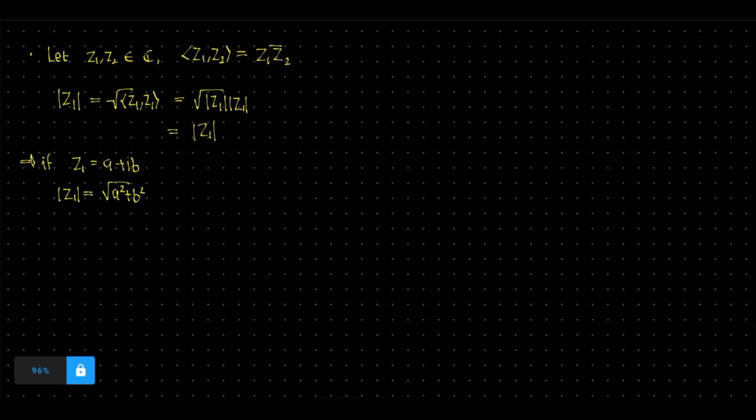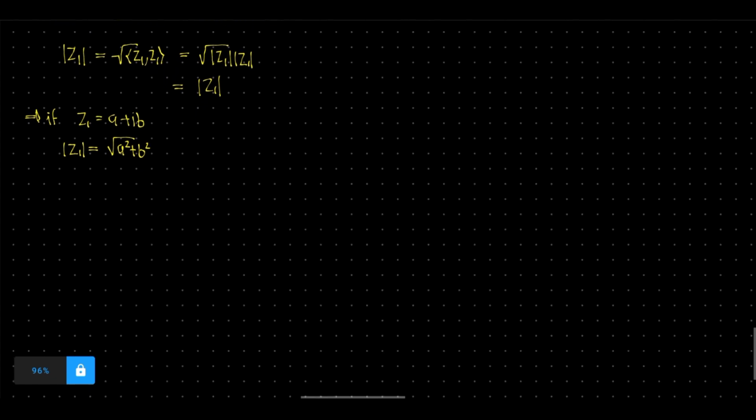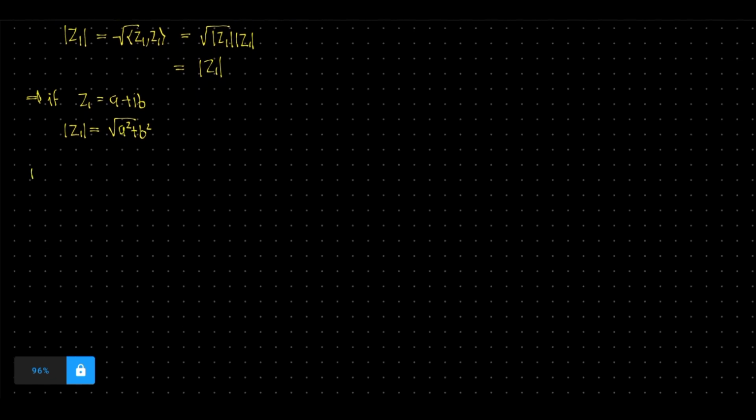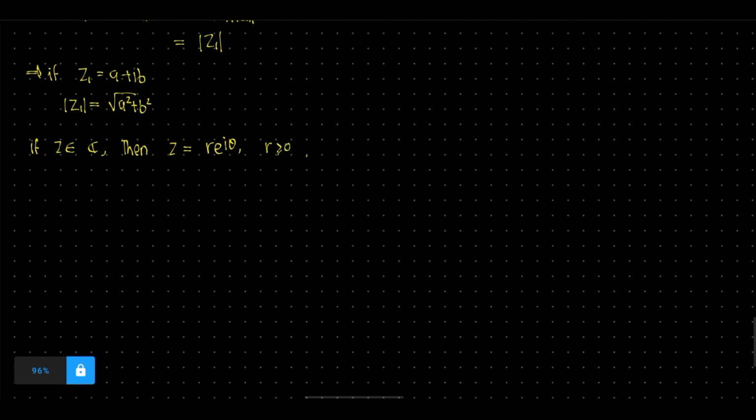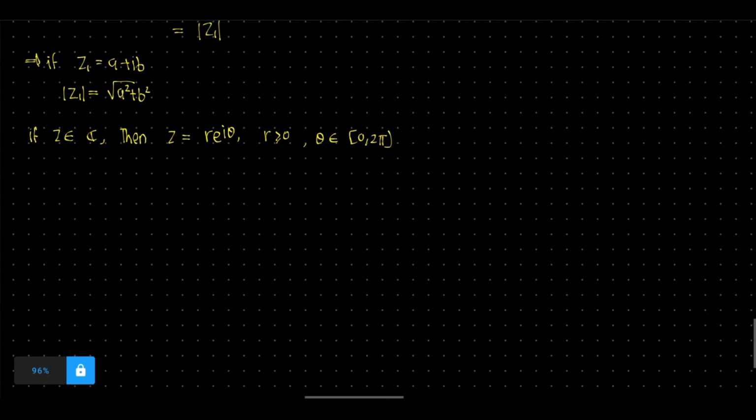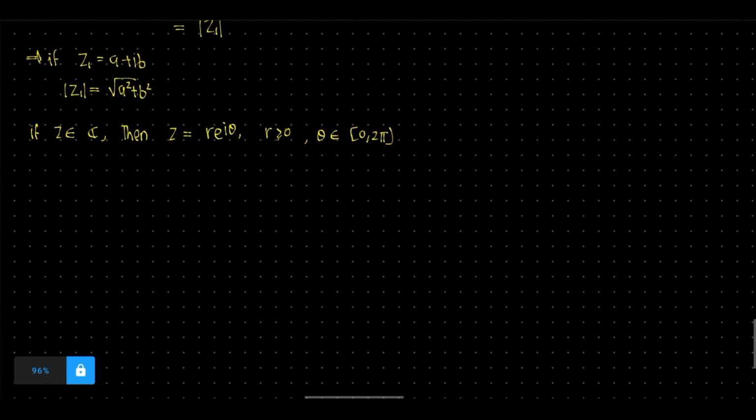So that out of the window, we'll move to the last part, which says that if z belongs to C, then z is of the form r e^(i theta), where r is not equal to 0 and theta lies between 0 and 2 pi. So yeah, we know this from high school, so I won't go into the proof of this.